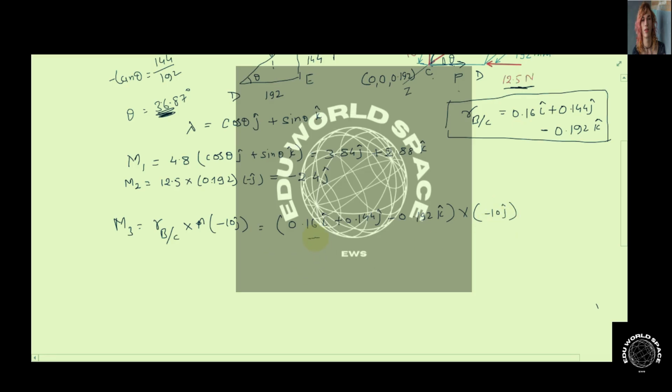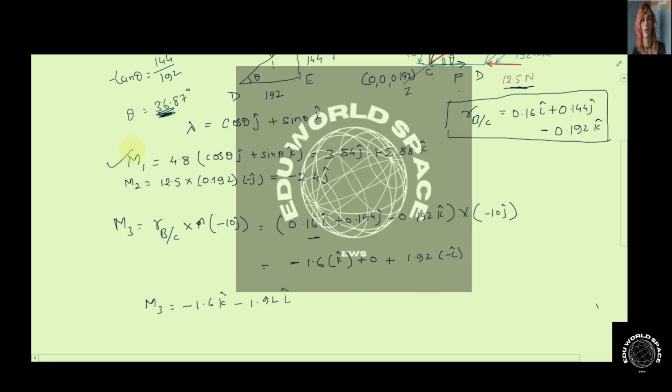Now we can solve. First of all, if we write the magnitude here, it will be minus 1.6, i cross j will be plus k cap, and 0.144 j cap, here also j cap, so j cap cross j cap will be 0. And minus into minus will be plus 1.92 k cross j, and k cross j will be minus i cap. So the M3 vector comes out to be minus 1.6 k cap and minus 1.92 i cap.